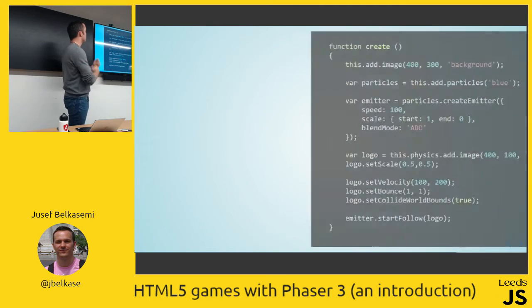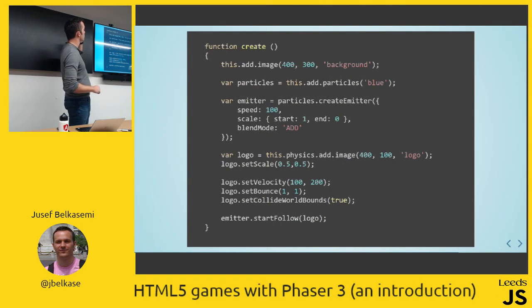In step 4, we need to add some game logic. Basically, in this simple Hello World example, we're just going to add the background image, add some particles and animate them, and then we'll add the logo, scale it down, and make the logo bounce around the bounds of the screen.